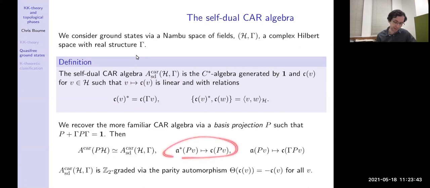So you identify the annihilation operator with C of PV and the creation operator with C of gamma PV. And in the same way that the CAR algebra is graded, this self-dual CAR algebra is also a Z mod 2 graded algebra by this parity operator, where we say that any generator which is not the identity is odd, because it will add or remove particles.